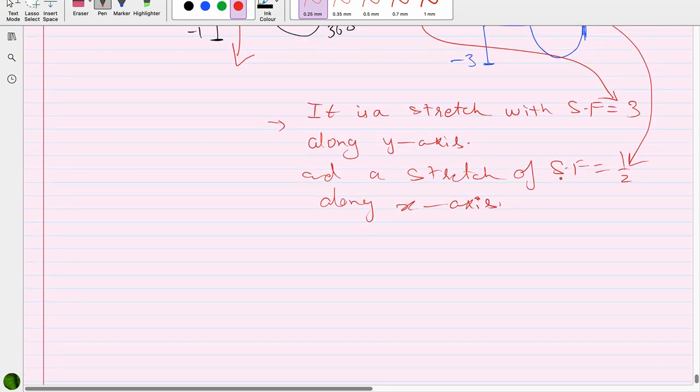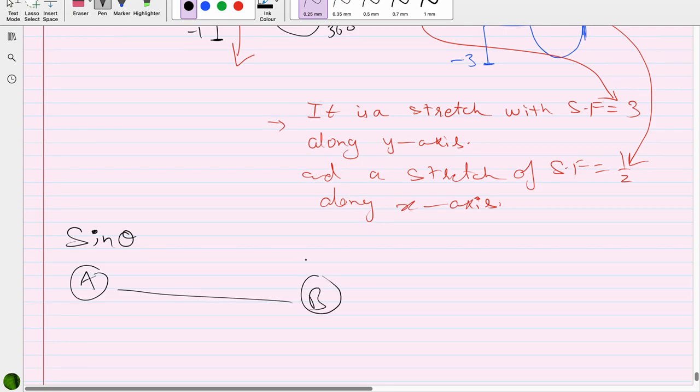Now this was a simple vertical and horizontal stretch. What if you do not stretch, you just move it? First is sine theta. We don't always have to sketch it. We can do it without sketching. So this is the first A. From A to B, this is sine theta plus 1. How will you answer this? Sine theta plus 1.